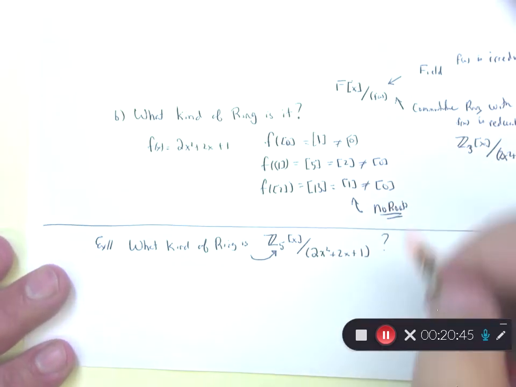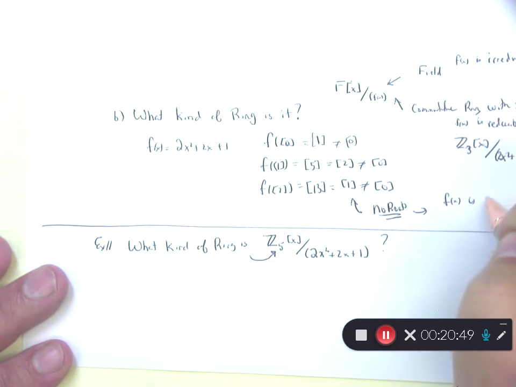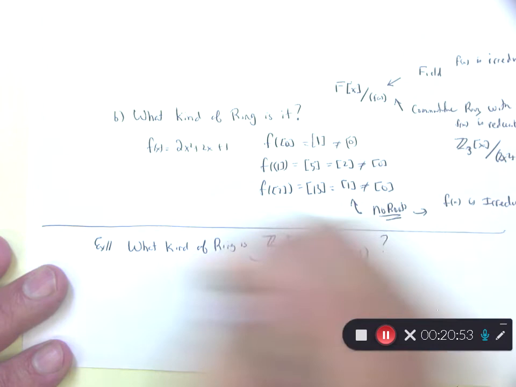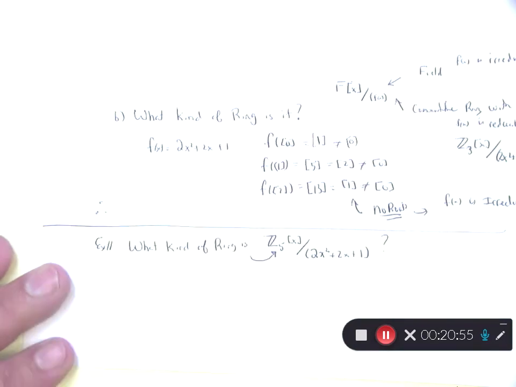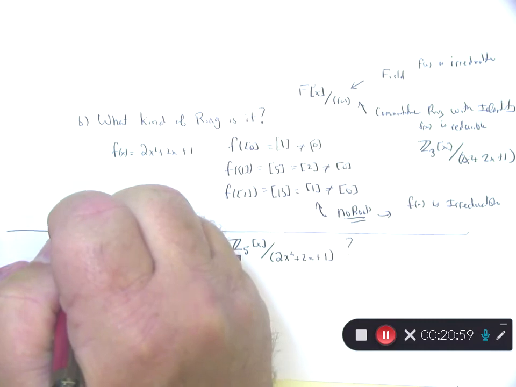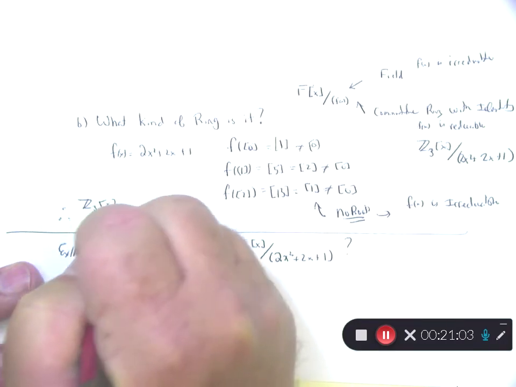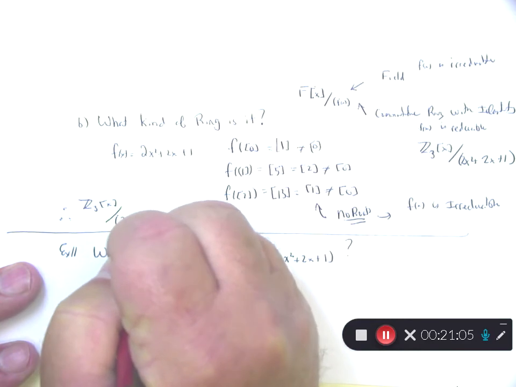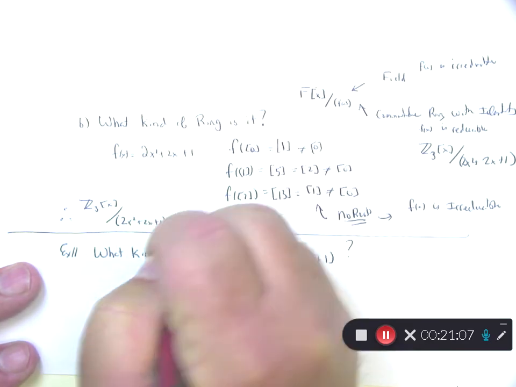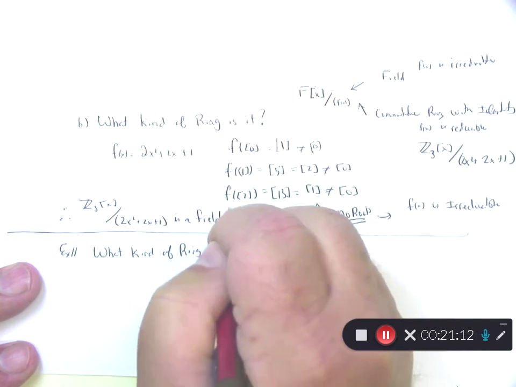And if I've got no roots, that means f of x is irreducible. These are the words I want to see, which means therefore, three dots in a triangular fashion means therefore, my equivalence class ring, my Z3 adjoined x modded out by 2x squared plus 2x plus 1, is a field by Theorem 5.10.